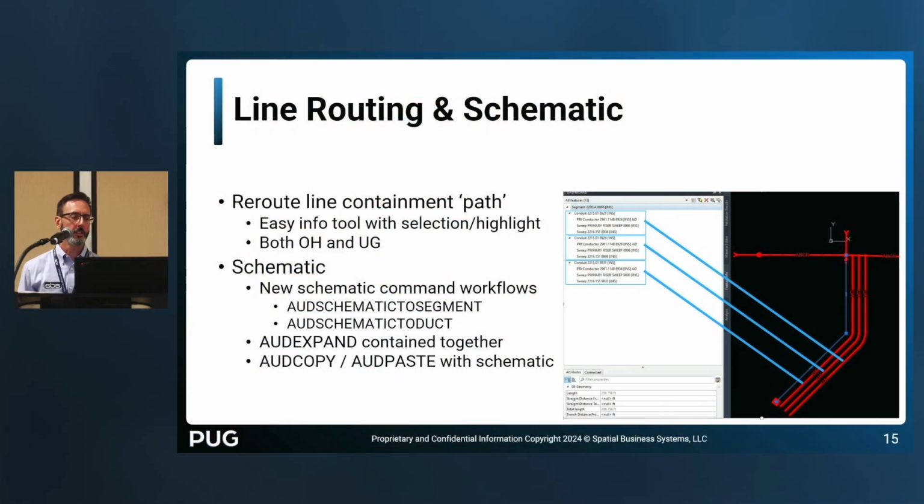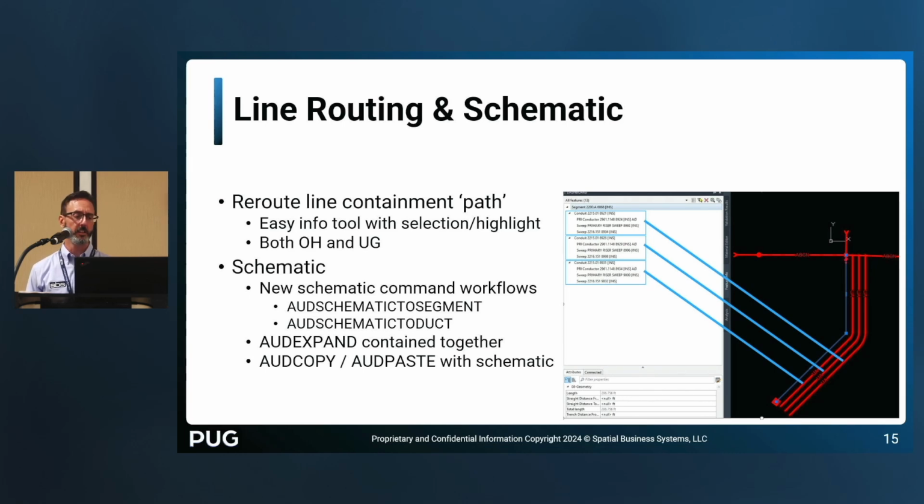So for schematic, there are 2 new commands, schematic to segment and schematic to duct. And what these allow you to do is it works very similarly to the other commands that allow you to just add to existing trenches, add to existing pole line segments. But in this case, you add to it and then immediately draw the schematic line out. So this just helps slightly with the workflow of getting those schematic lines digitized.